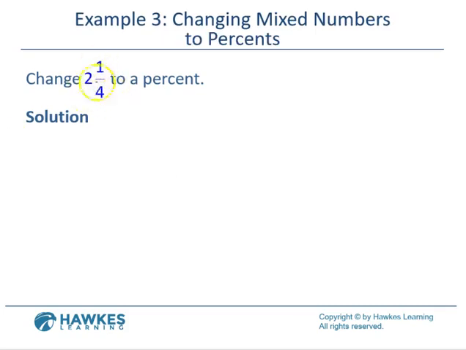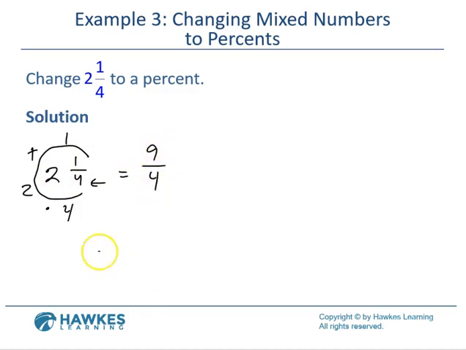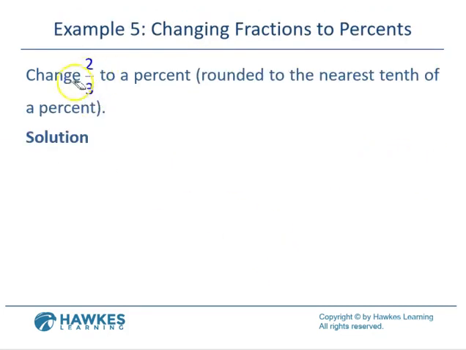Now we've got another one here, but notice we've got a mixed number, so we're going to want to change our mixed number into an improper fraction. So we've got 2 1/4. Kind of some little review here. I'm going to draw my C here, and I'm going to take this 4, multiply it by 2, and then add a 1, and then I keep the denominator. So 4 times 2 is 8, plus 1 is 9. So I got 9/4. When I divide 9 by 4, I get 2.25. And then when I multiply that by 100, I get 225%.